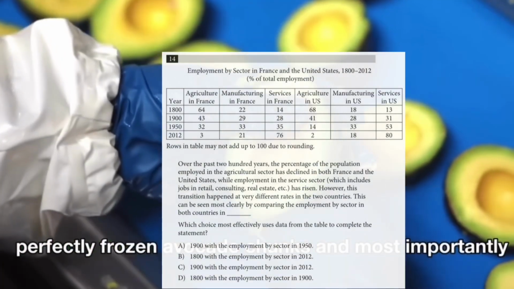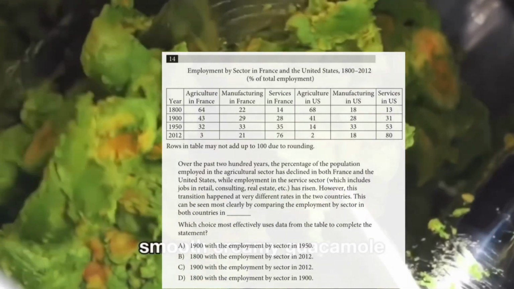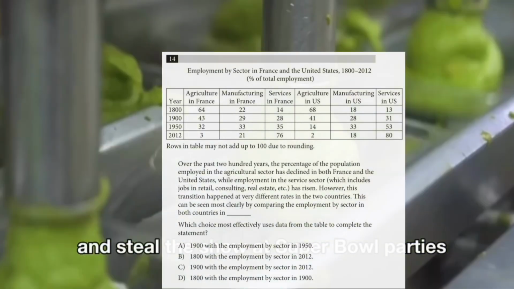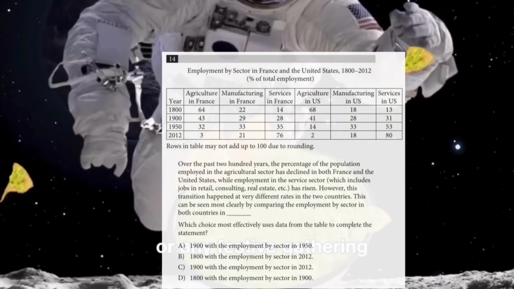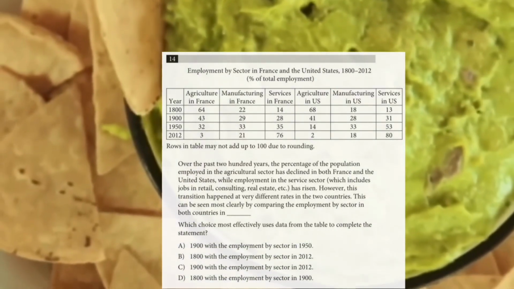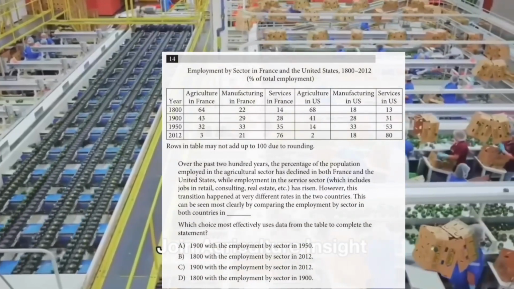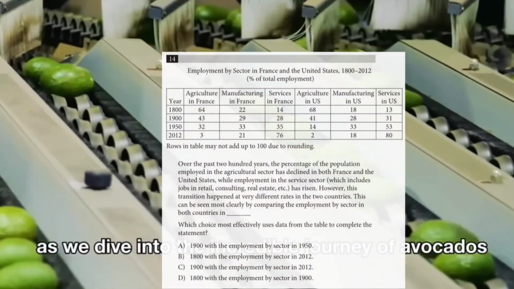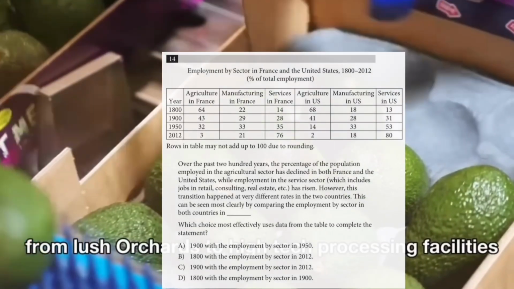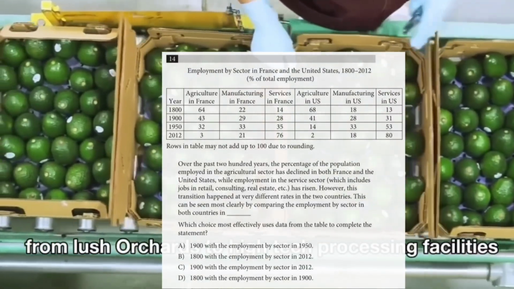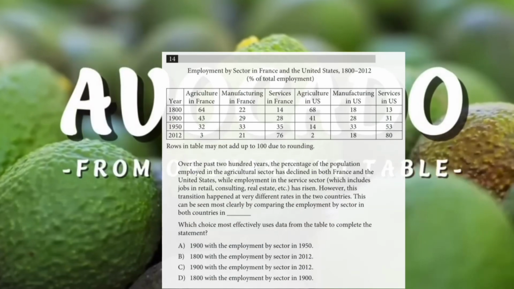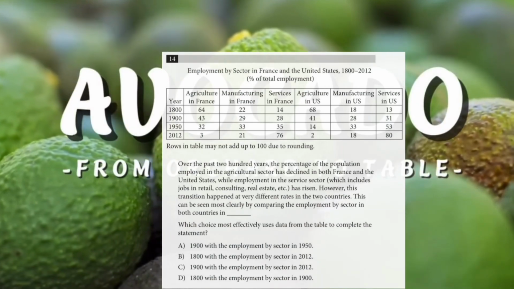A. 1900 with the employment by sector in 1950. B. 1800 with the employment by sector in 2012. C. 1900 with the employment by sector in 2012. D. 1800 with the employment by sector in 1900.